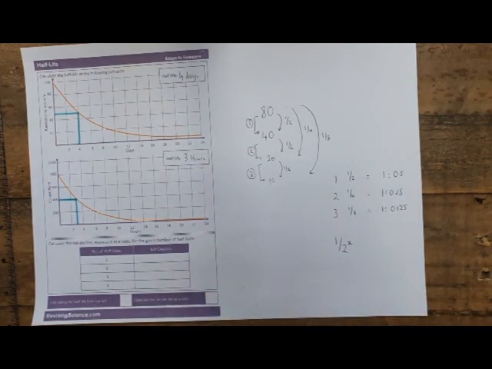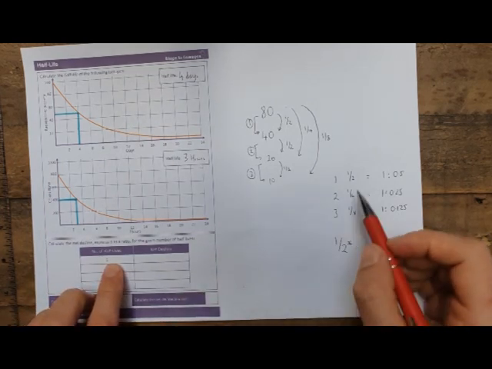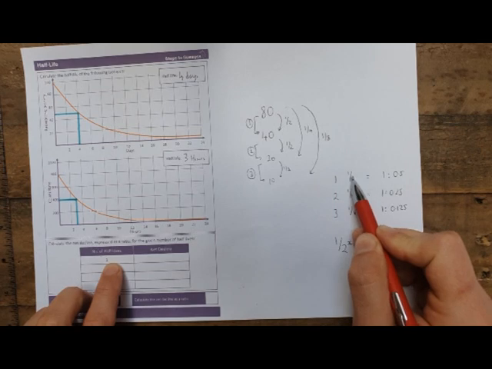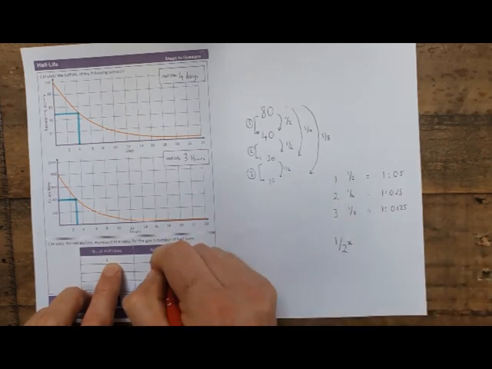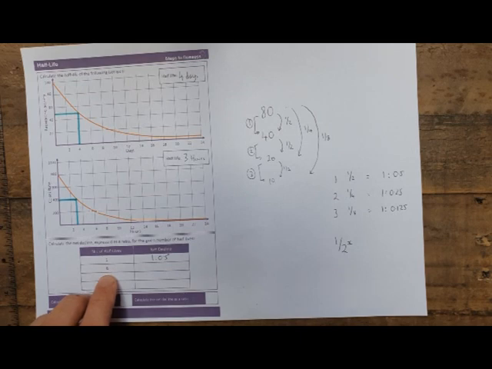Okay, so let's have a look at the ones over here. So our first one, the number of half-lives is 1. We've already worked this one out previously. 1 would be a half, which would be 1 to 0.5. Now for the second one, it's to a 6.